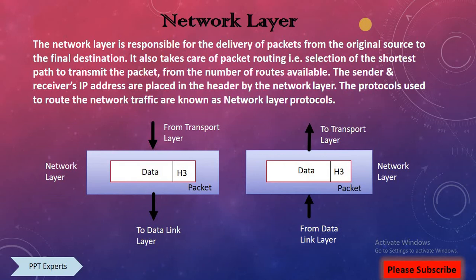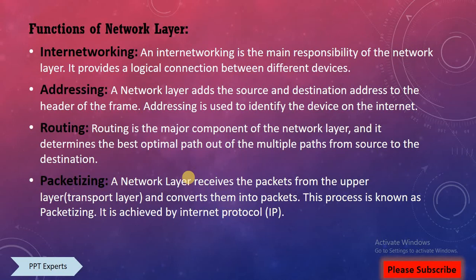So data coming from the transport layer is converted into packets, and these packets are transmitted to further layers, and from these further layers the packets get back to the network layer again after selecting the shortest path from all the paths given. The functions of the network layer are internetworking, which is the main responsibility of the network layer. It provides a logical connection between different devices.